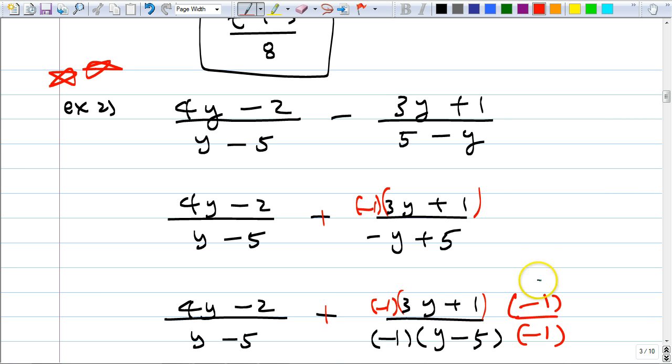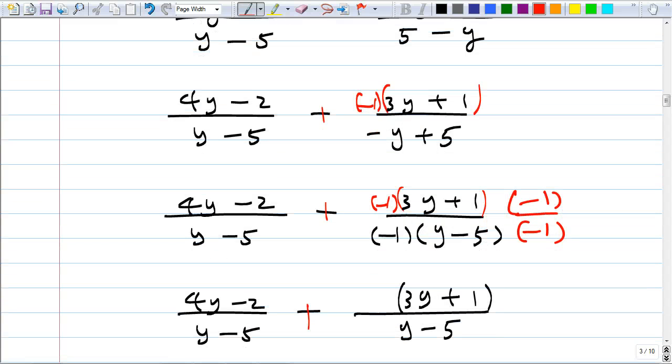So you could either multiply top and bottom of the fraction by negative 1, because negative 1 over negative 1 is 1, or you could just cancel them out. So we simply get this now. Any question there? Let me just get rid of this. What's negative 1 over negative 1? 1. So it just becomes 3y plus 1 over y minus 5. Is that better?